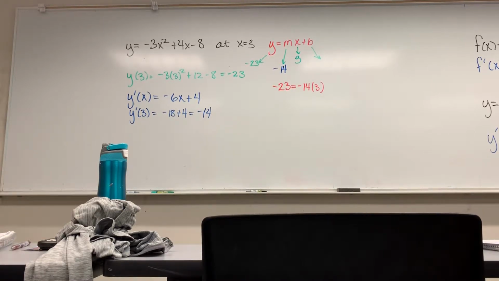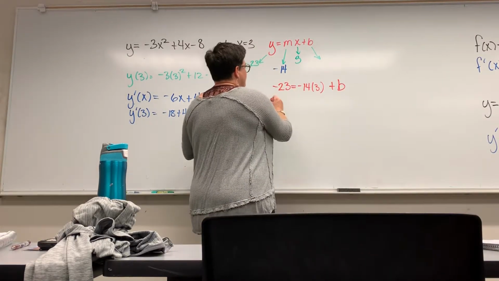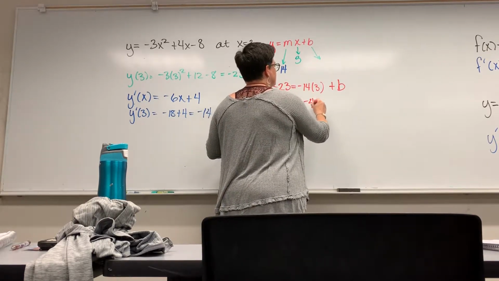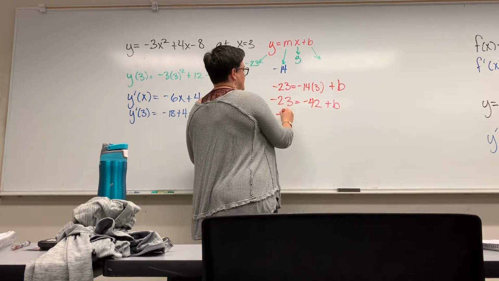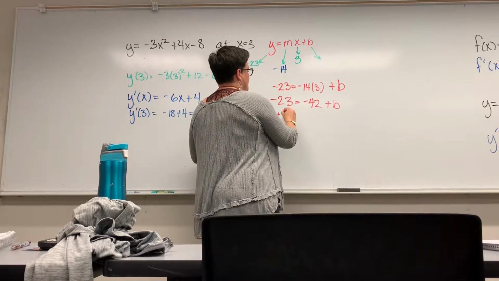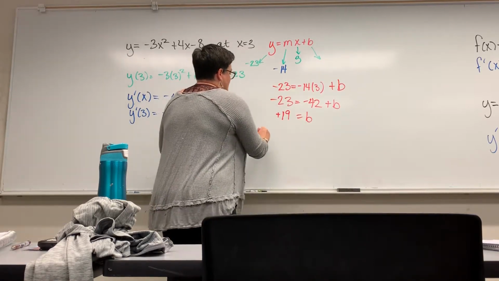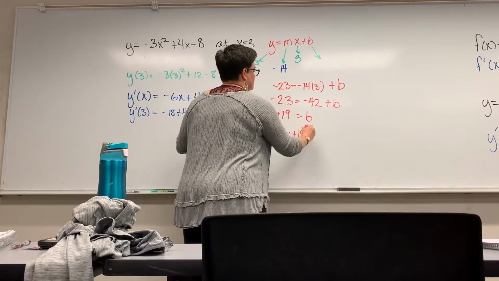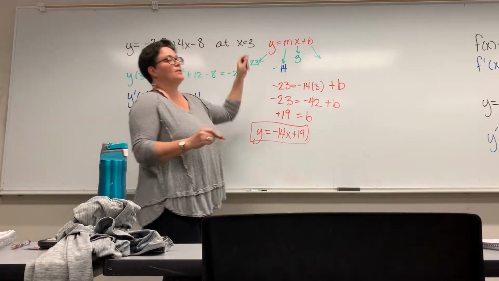So negative 14 times 3 plus b. Now I have negative 23 equals negative 42 plus b. If I add 42 to this, I get positive 19, right? So then my final answer is going to be y equals negative 14x plus 19. This line kisses this function at that point.